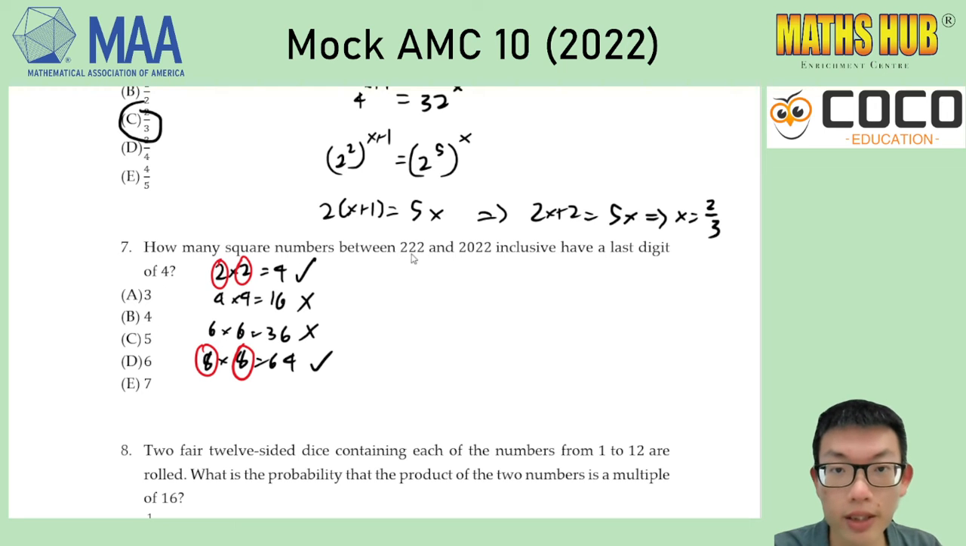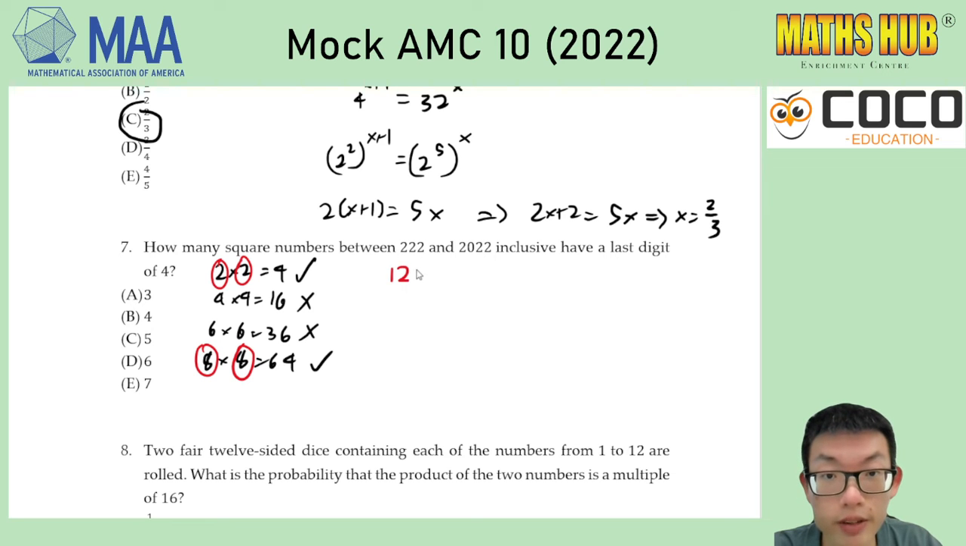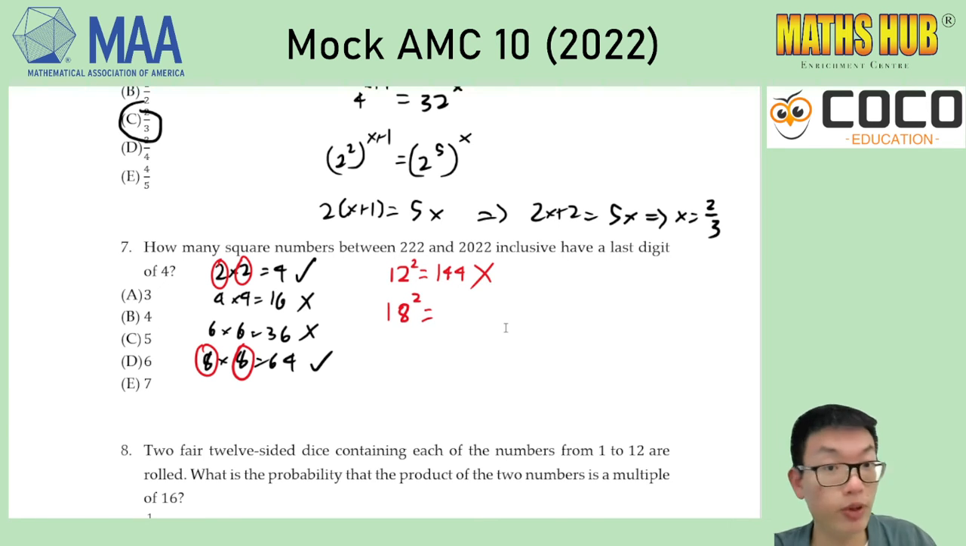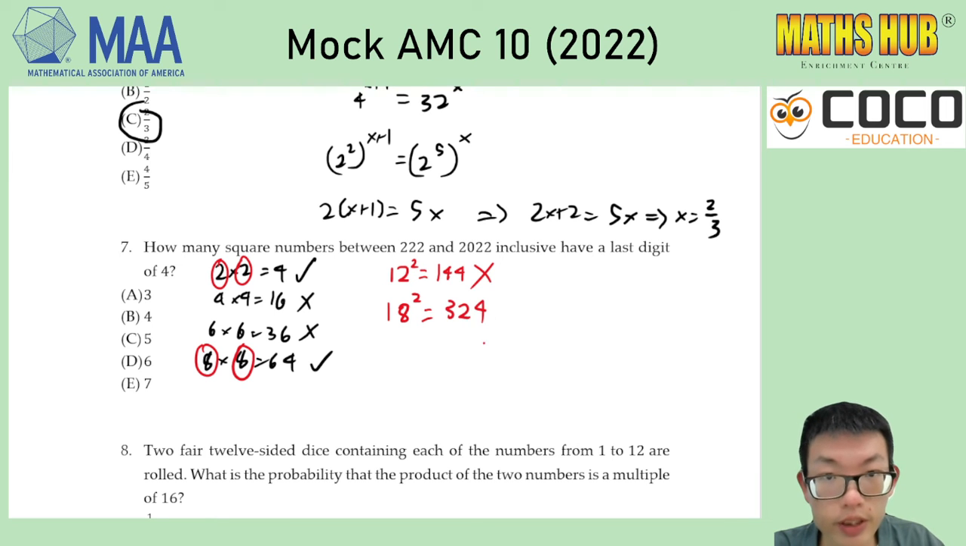Now I know that 222 is more than 100, so basically it is more than 10 times 10. So I only need to check at the boundary 12 squared, which is too small. So the next one would be 18. And 18 squared is most certainly big enough. It is 324. So this works.